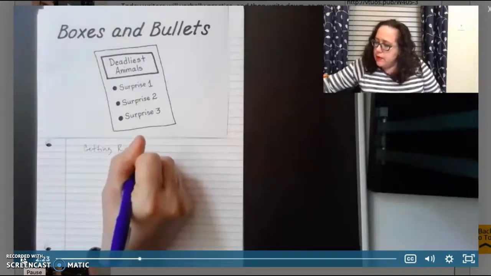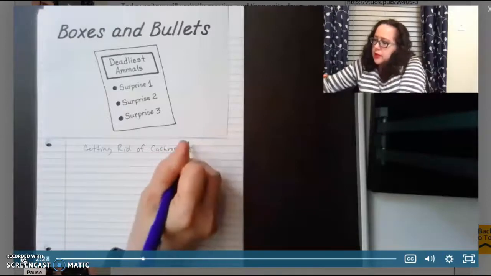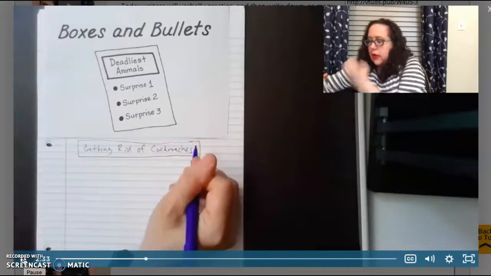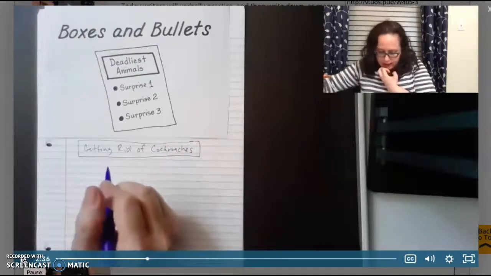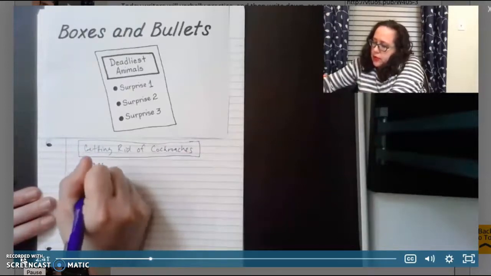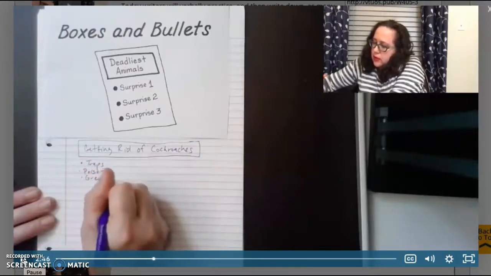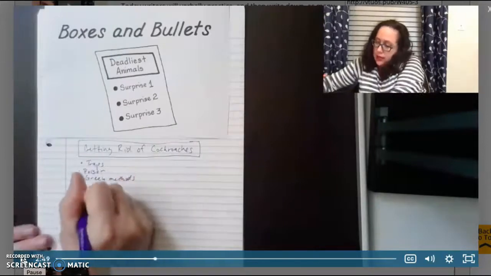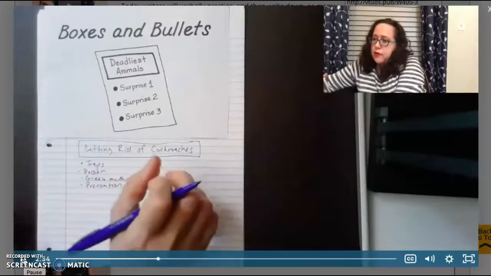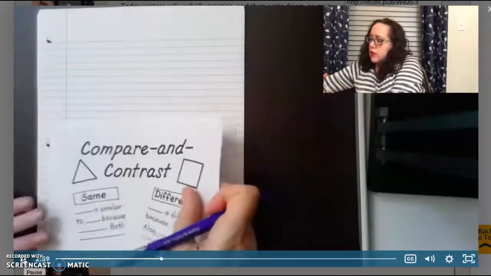You probably remember doing something like boxes and bullets in the past. Maybe you remember doing it from reading: main idea and details. So, getting rid of cockroaches. That would include things like traps, poison, green methods, and then prevention stuff. And that should feel kind of familiar to you, right? So boxes and bullets are a great structure to try.